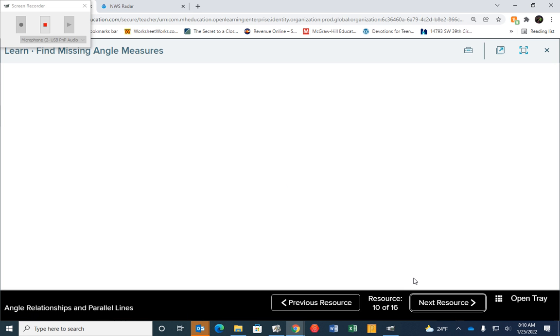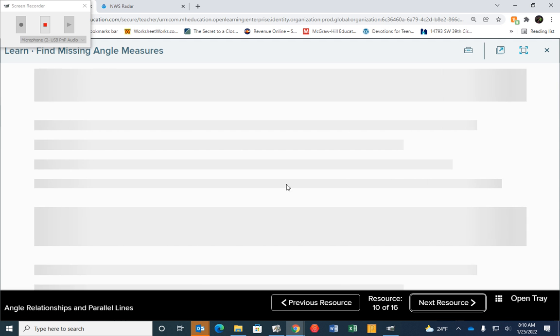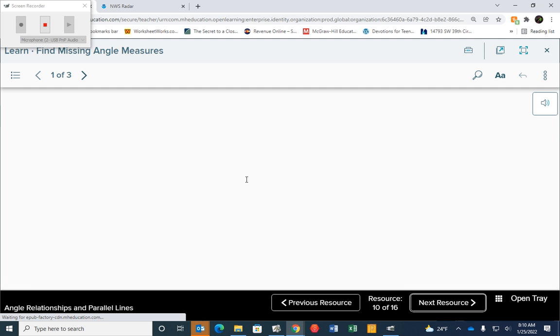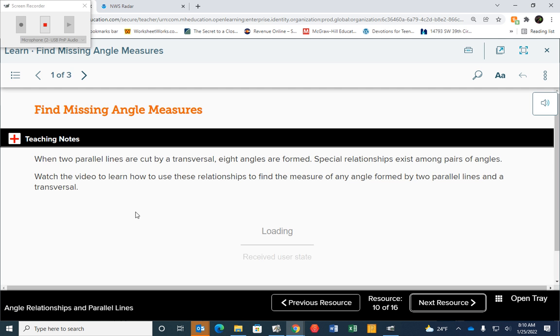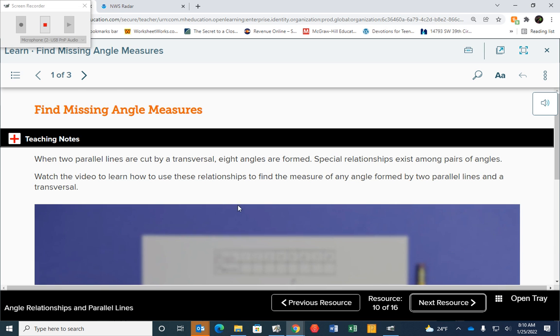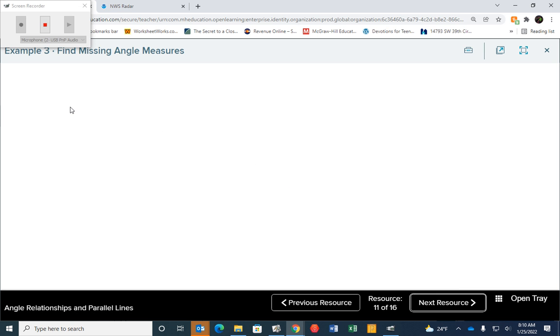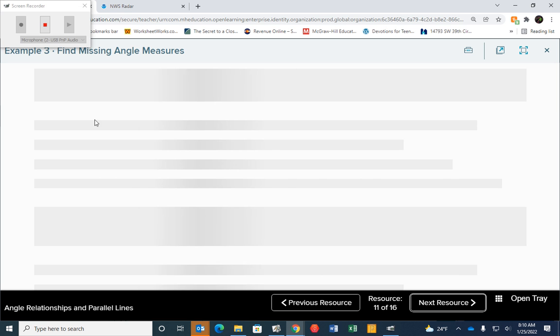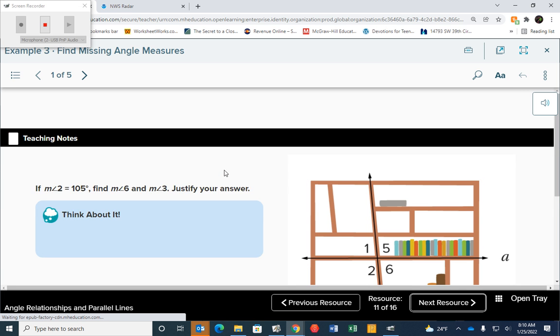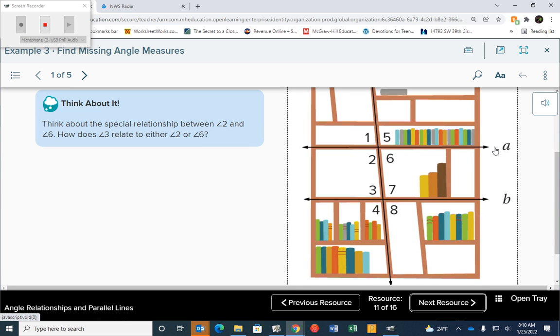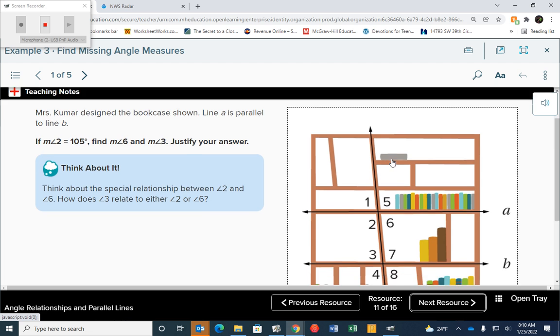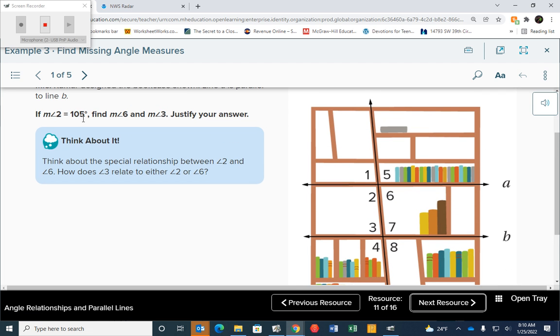All right. Now, missing angle measures. Okay. Did I already kind of go through this a little bit? We did. We learned if we have a transversal, remember, 2 parallel lines are cut by a transversal, 8 angles are formed. Okay, and we know how to find that missing angle. So if we're looking at something like this, line A and line B are cut by this transversal. If the measure of angle 2 was 105, okay, this one is 105.